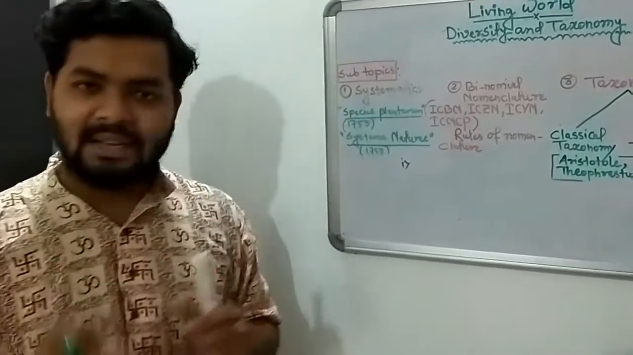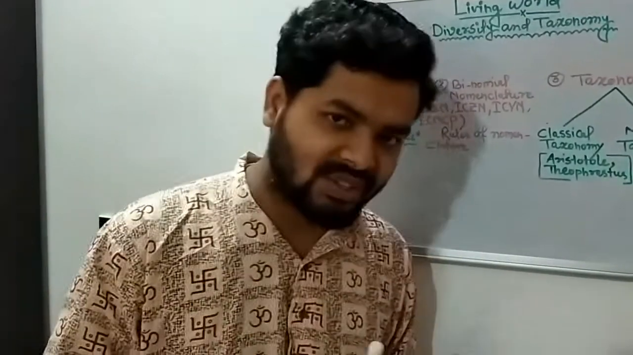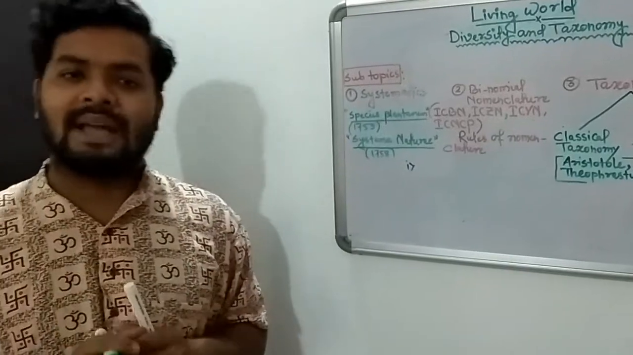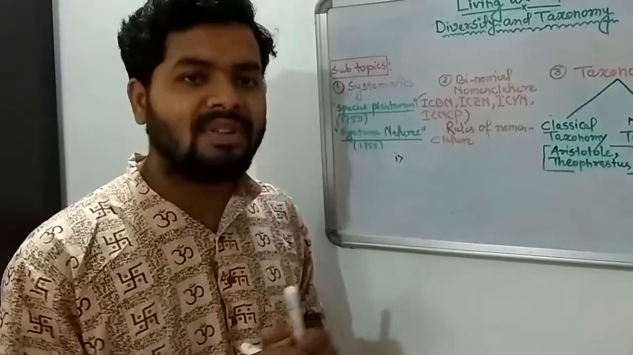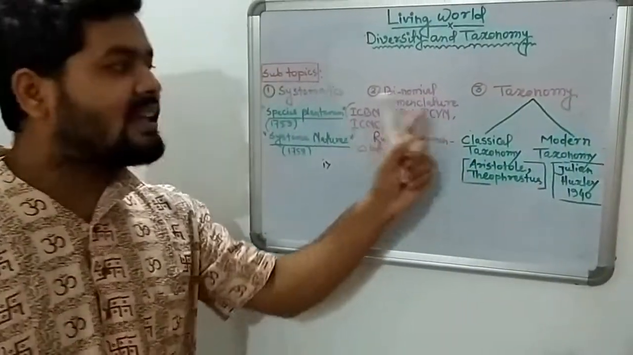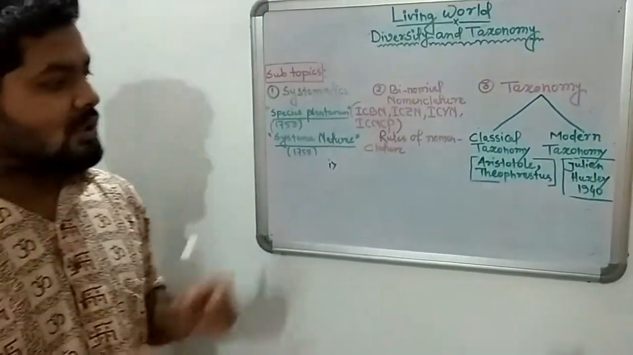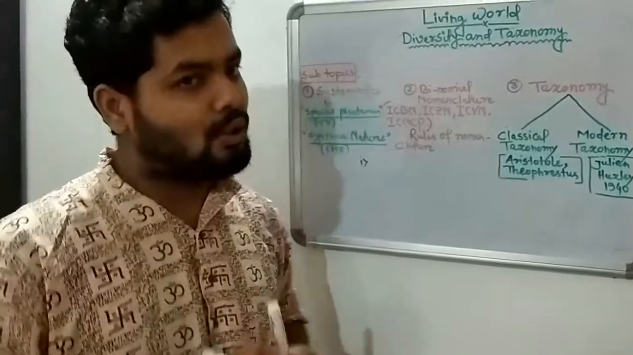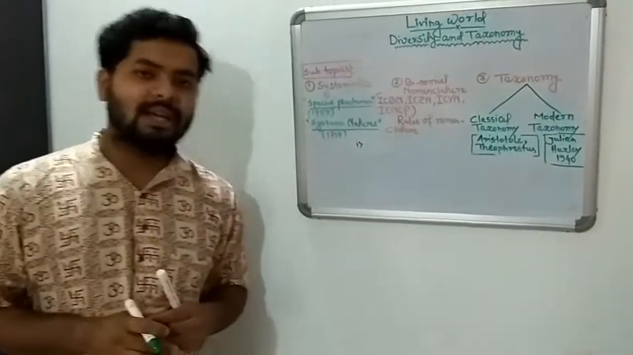Now, who will give the scientific name? The scientists, those who are known as taxonomists. So taxonomists are the scientists who deal with taxonomy, and they give the binomial nomenclature. Now let's see what the different rules for binomial nomenclature are.